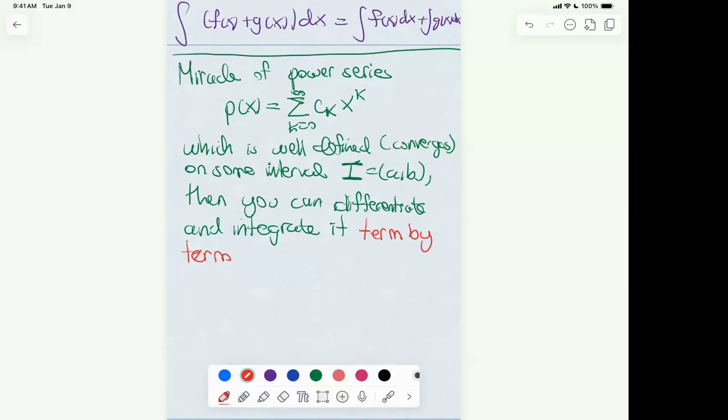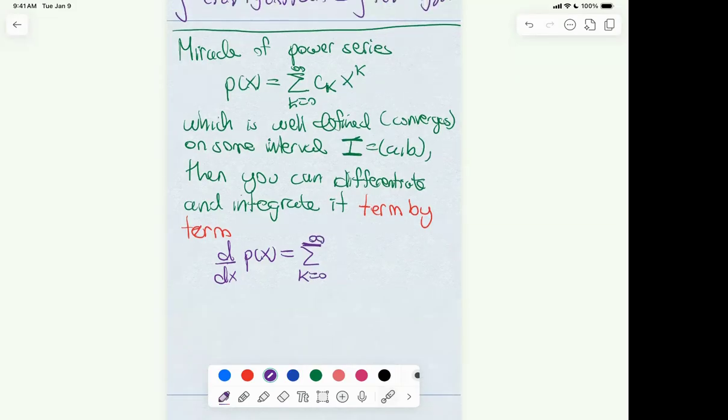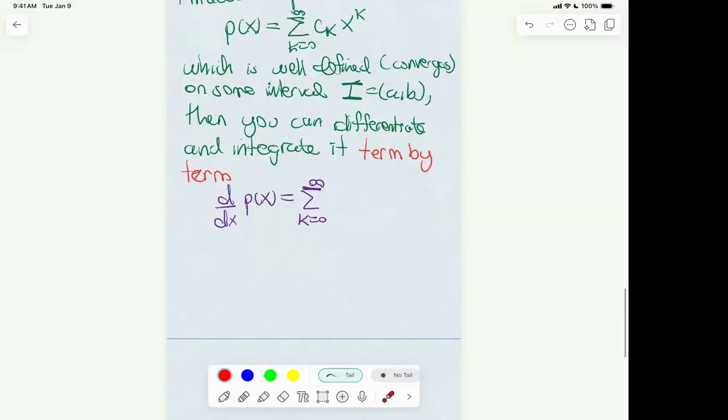So what do I mean by that? What would be the derivative in this case? What I mean is that you can literally move the derivative inside the series, inside the sum. So you just take the derivative of one of these terms. I'll put all the steps, just so that you see what I mean.